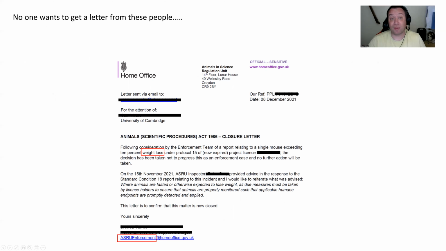And these people don't muck about. It comes on headed letter paper from the Home Office, and they consider exceeding a weight loss of 10% on the protocol, this is not in relation to the mice that I've shown you, this was my own, not acceptable. So you need to bear in mind that there are considerations beyond just the science you're doing. Not getting prosecuted is important.